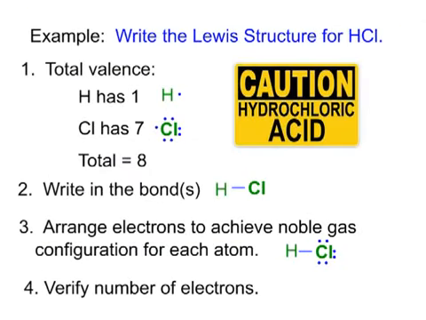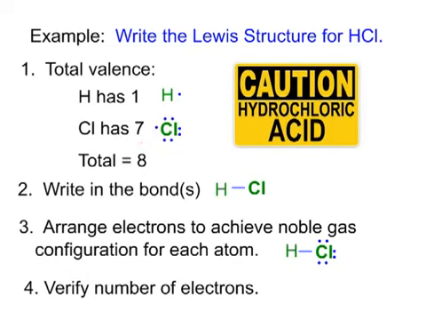So let's work through an example here. Hydrochloric acid, that's the molecule we're going to work with. And let's go through the steps. First, let's find the total valence electrons. We know that hydrogen has 1. We know that chlorine has 7. So the total valence electrons are 8.